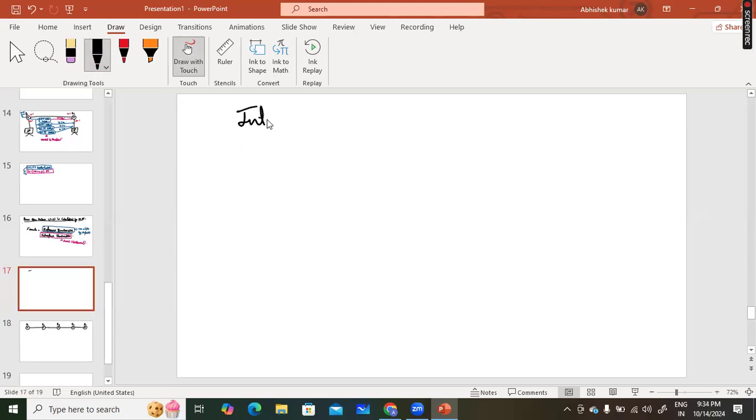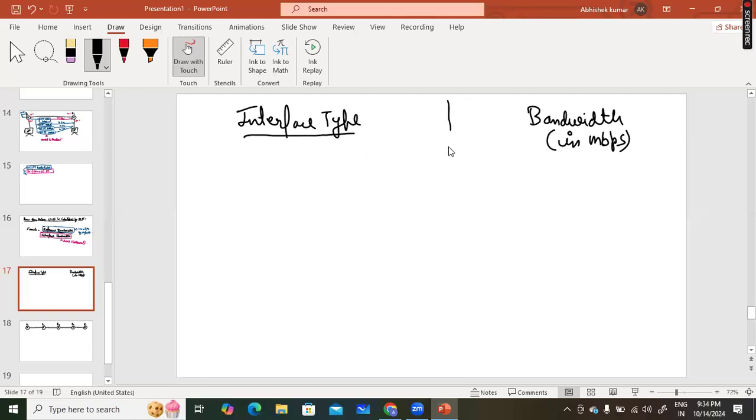Interface type and then your bandwidth, in Mbps. And that is our interface type. So how many interface types can we have on a router? What are the names? Five. Name them.